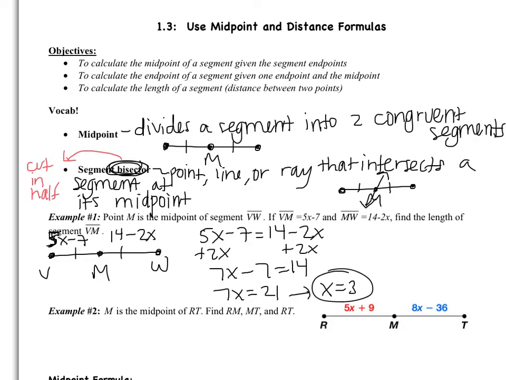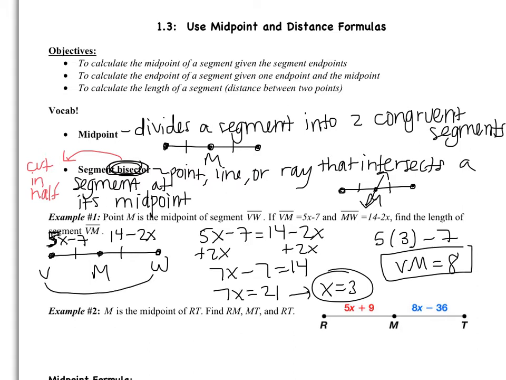Remember, though, that the question asks you to find the length of VM. So I'm not done yet. I need to substitute this back in. So I have 5, x is 3, minus 7. 15 minus 7 is 8, so I get VM equals 8. If VM is 8, that means MW is also going to be 8 because they're congruent. And then VW, this entire thing, if the two parts are 8, VW would be 16. So when you do problems in class, you might be asked for VM, you might be asked for MW, you might be asked for VW. You should be able to find all three.